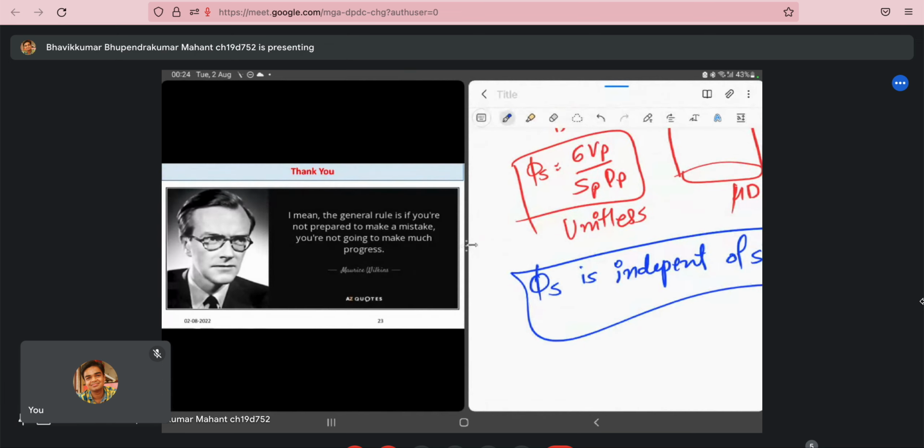And again, with this beautiful thought from Maurice Wilkins: the general rule is, if you are not prepared to make a mistake, you are not going to make much progress. So you always have to be prepared to make a mistake. If a mistake is there, you need to consider it, and with the help of these mistakes and past experience, you will learn and further your progress.